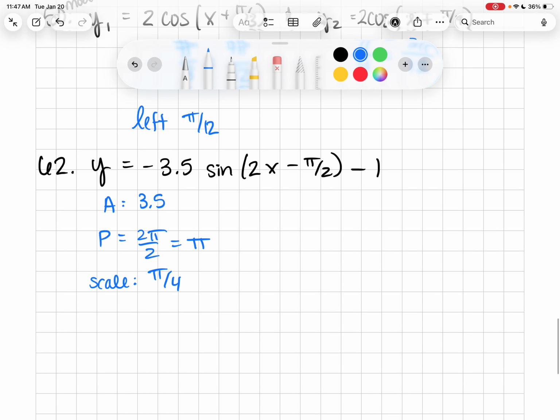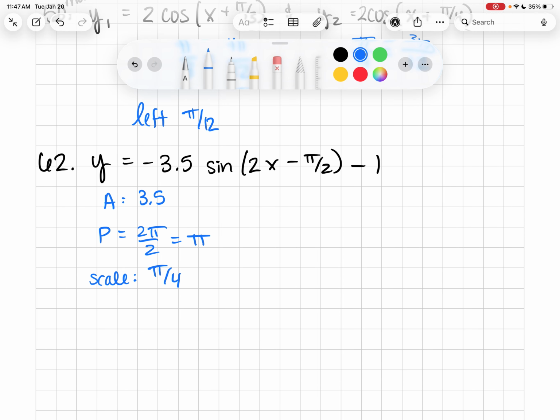And then any shifts? Yes. What are they? Pi over 2. Right, pi over 2. Down 1. And anything else happening to this one? It's reflected on the x. Is reflected.